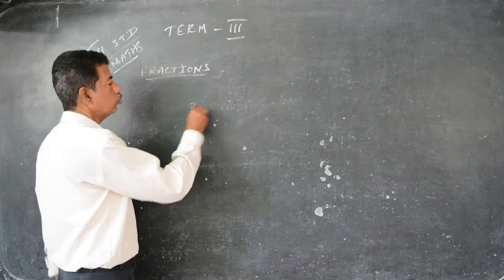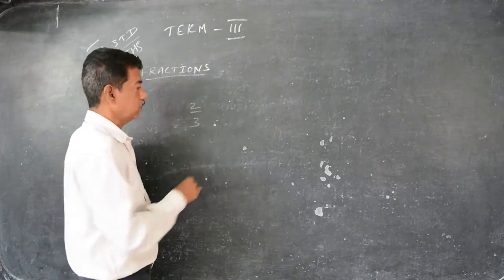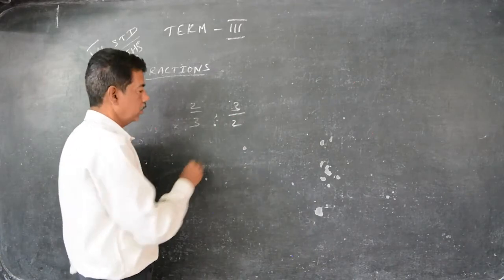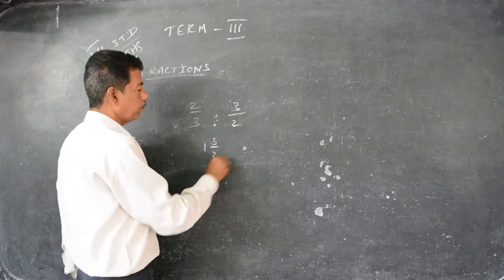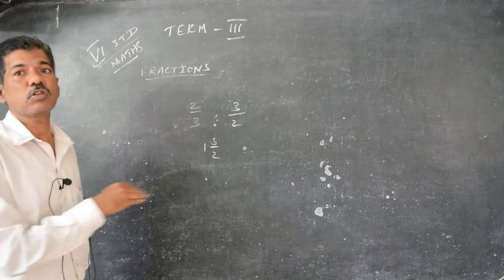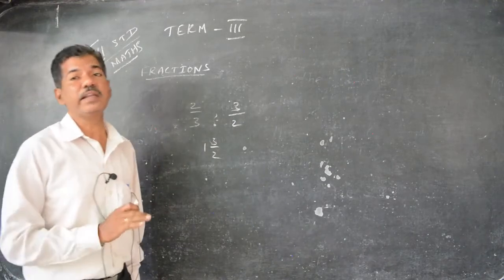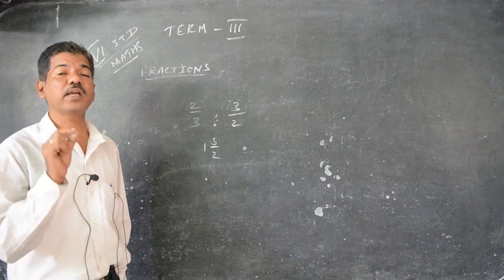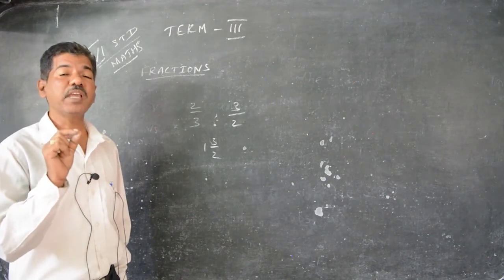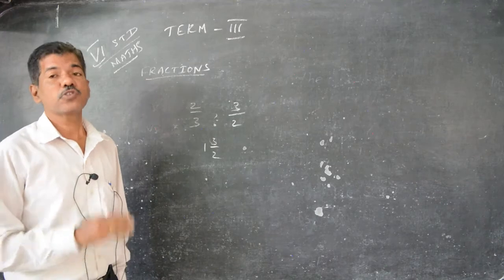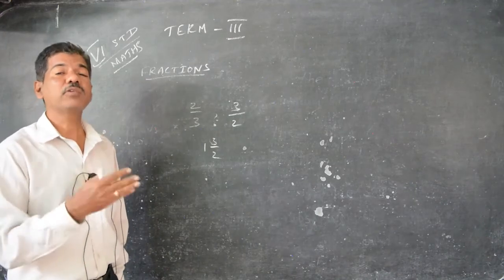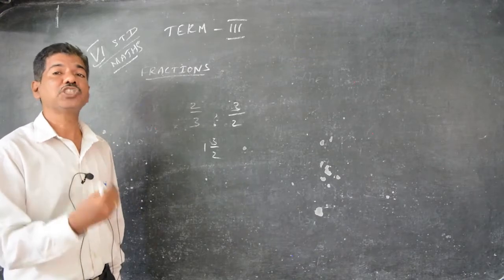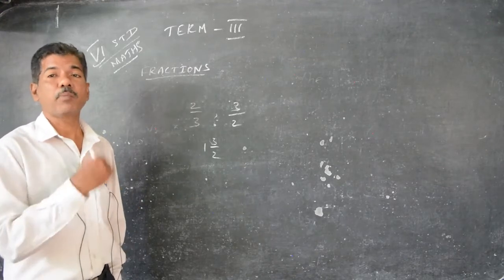See, 2/3, proper fraction, 3/2, improper fraction, 1 and 1/2, mixed fraction. So these are the examples we have studied earlier. Okay, what will be a proper fraction, what will be an improper fraction, and what will be a mixed fraction. So based on this, we have to deal with what? Addition, subtraction, multiplication, division. So that is what we are going to do now.